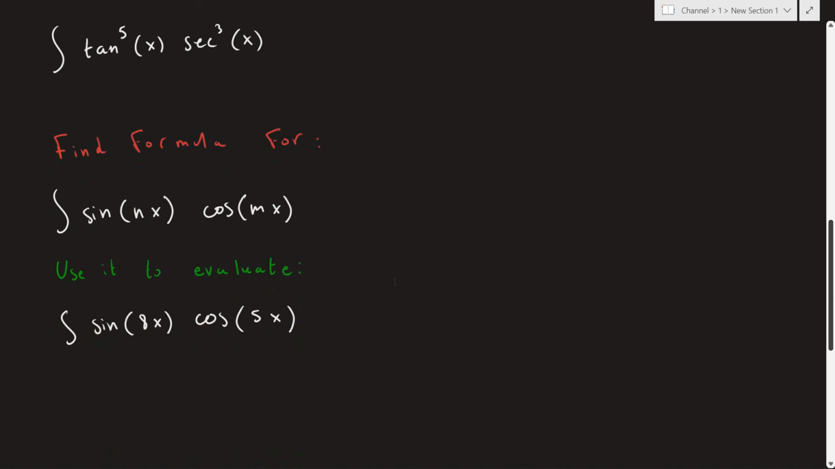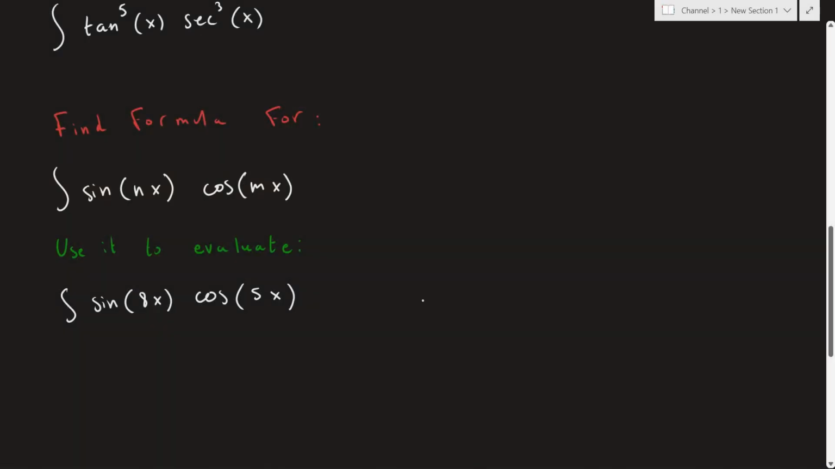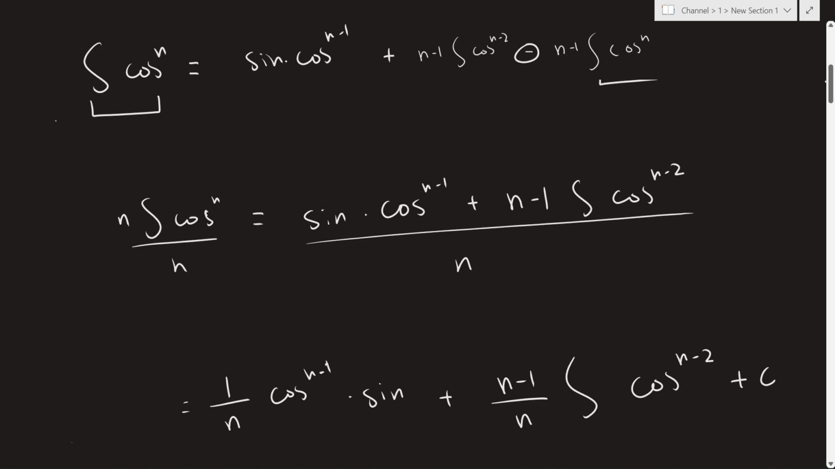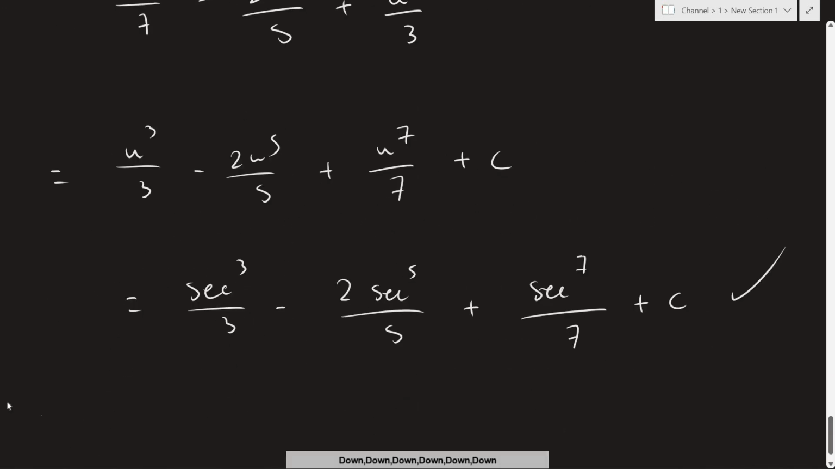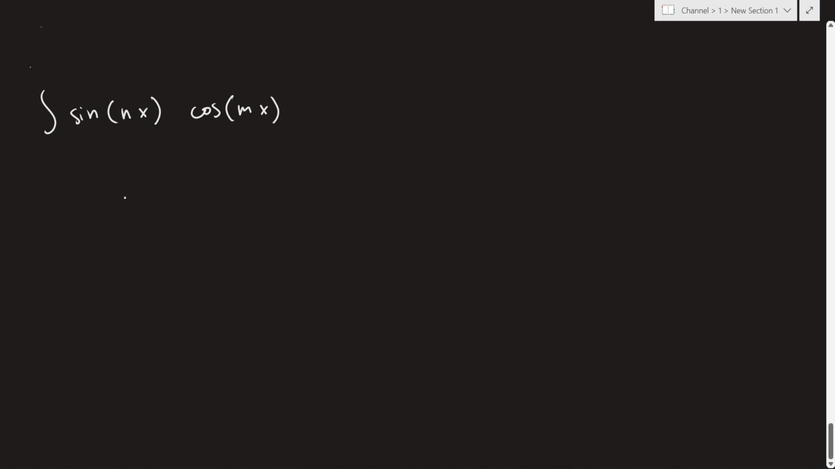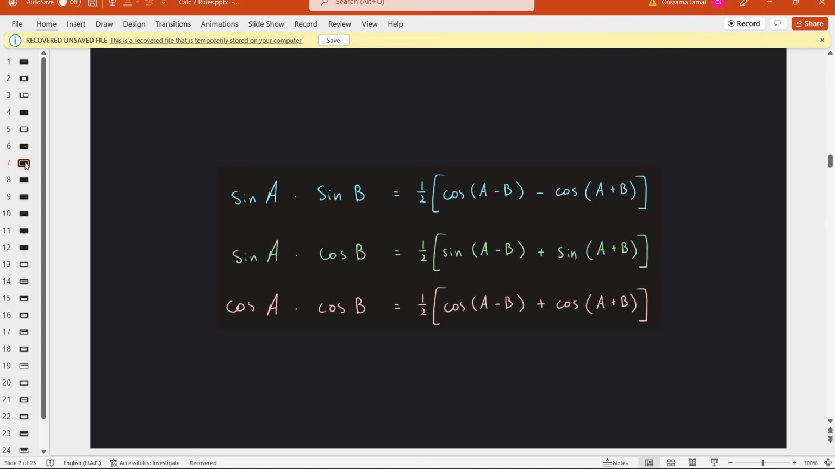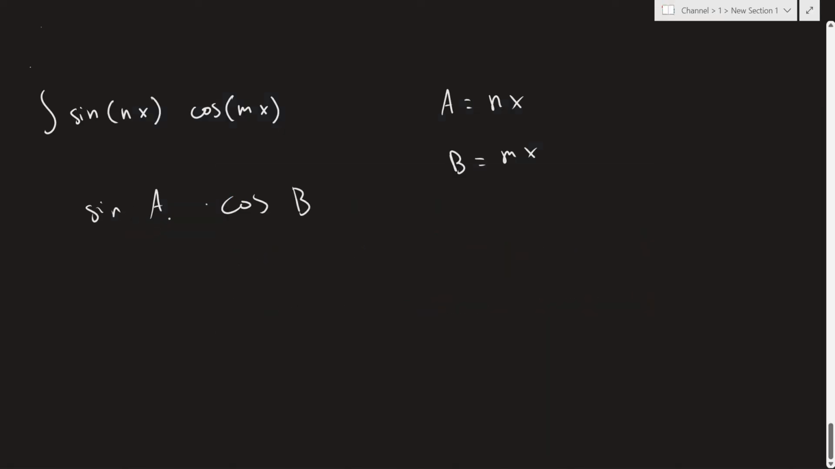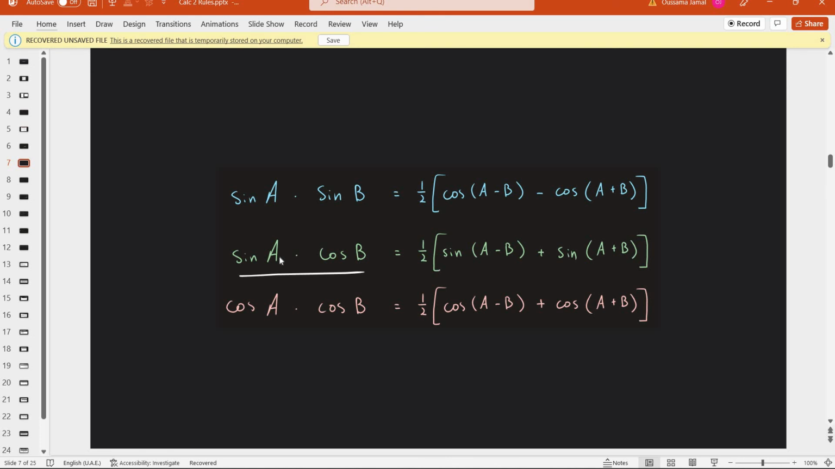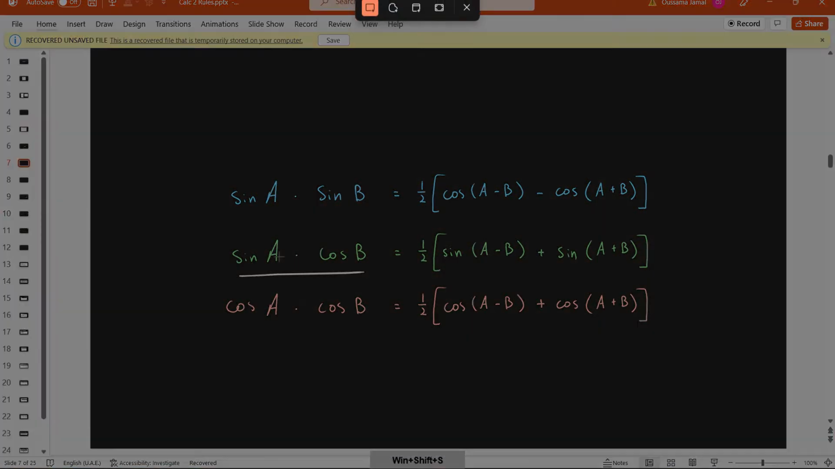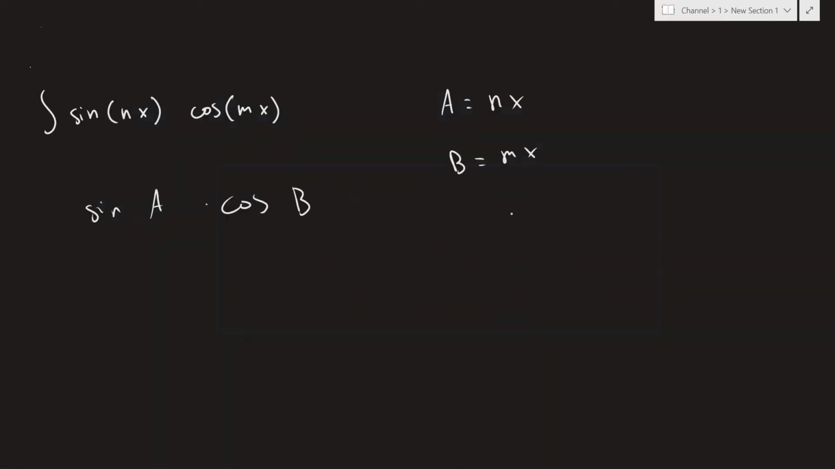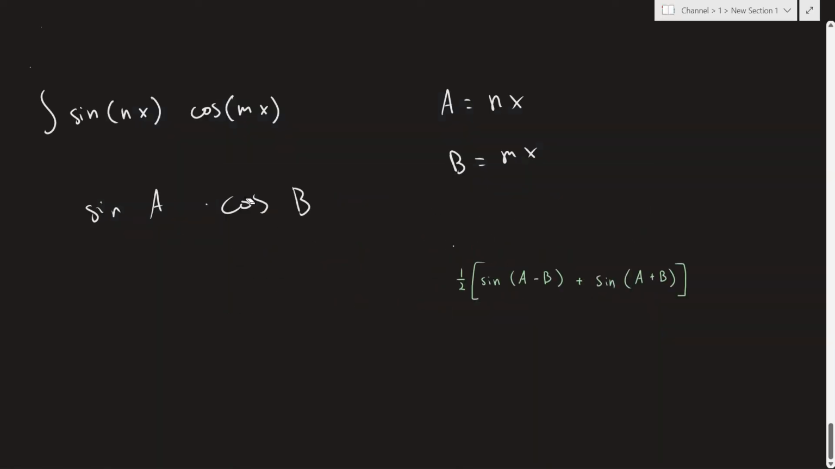Alright, so next question is sine nx cosine mx. Okay, let's have some space. So I'm going to write this as sine A times cosine B, where A is nx and B is mx. Great. So let's go to the PowerPoint and 7th slide. Just find the formula here. So sine A cosine B, this is it. So we're going to use this formula. So let me copy it. Okay, place it here and then just write it.